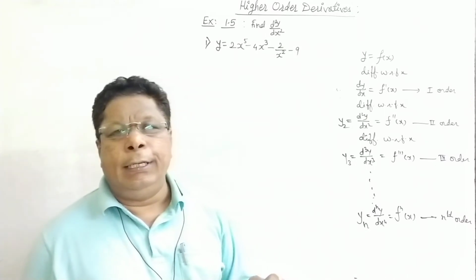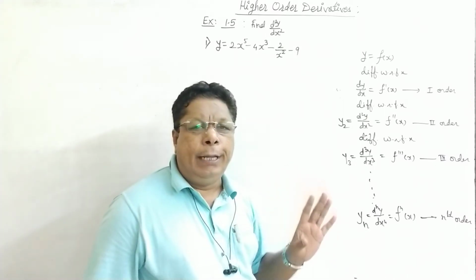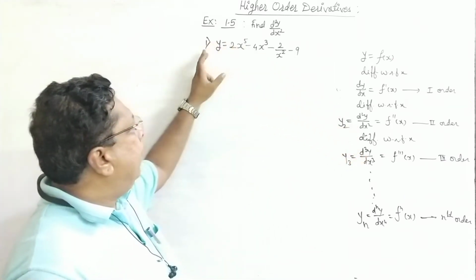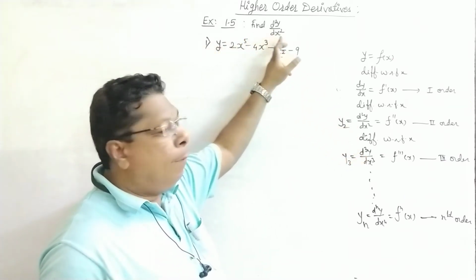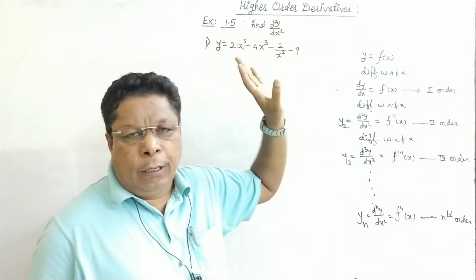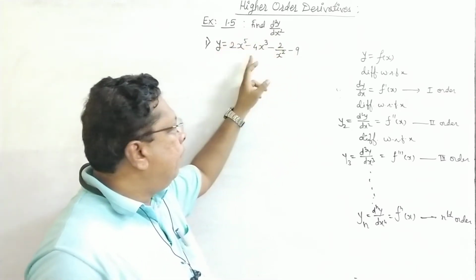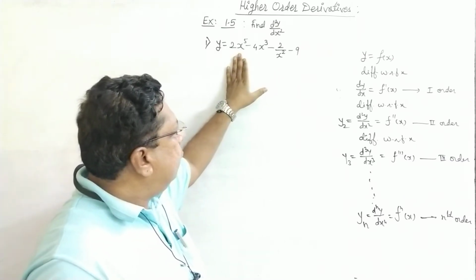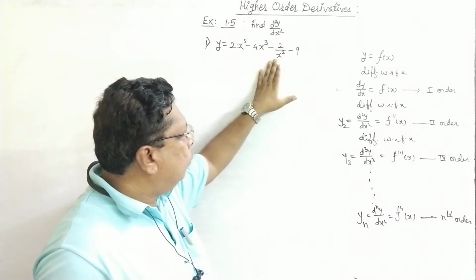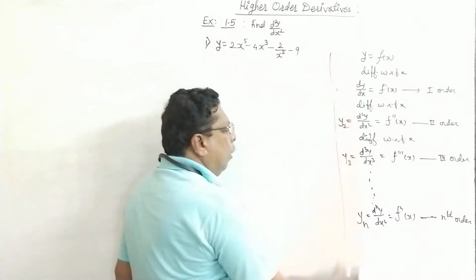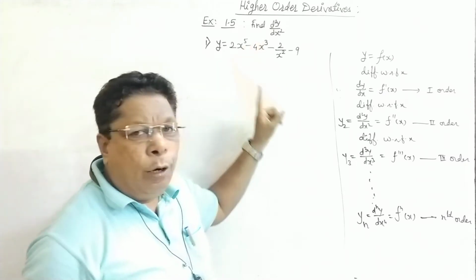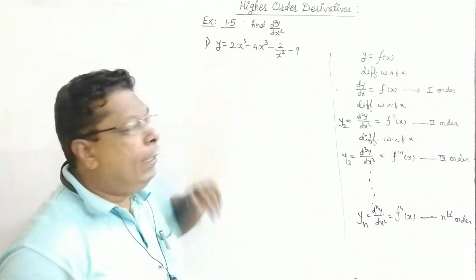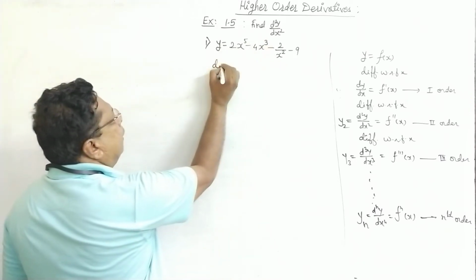Now the first question is, find the second order derivatives of the following. Second order derivative means d square y by dx square. That is why I have written here, find d square y by dx square. First question from exercise 1.5: y equal to 2x raised to 5 minus 4x cube minus 2 upon x square minus 9. We have to find the second order derivative of y with respect to x, that is d square y by dx square. Differentiate with respect to x.